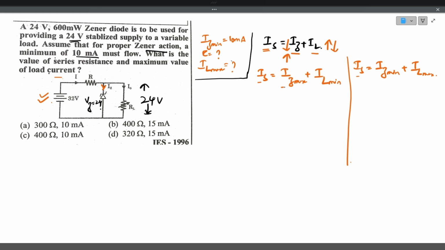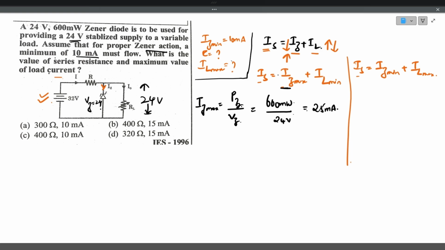Now how to find IZ maximum? IZ maximum is nothing but the power dissipation of the Zener diode divided by the Zener voltage. So the power dissipation is 600 milliwatts divided by VZ. VZ is 24 volts. So the IZ maximum is 25 milliamps. That is the maximum Zener current.